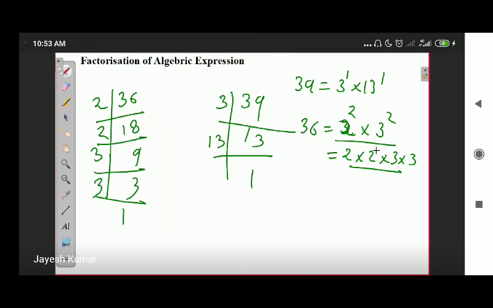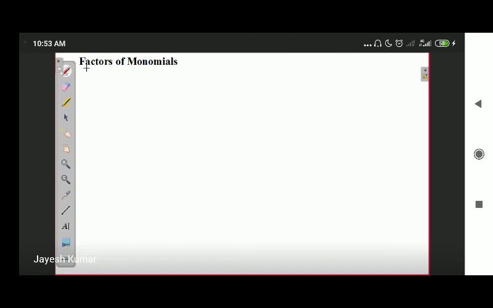Let me take some examples for factors of monomial. I am taking all these examples from your book only. So let us see.